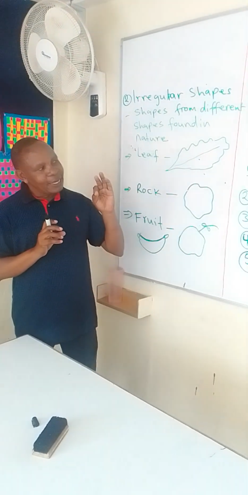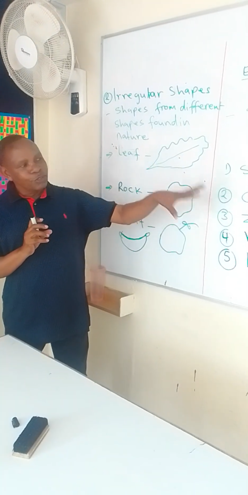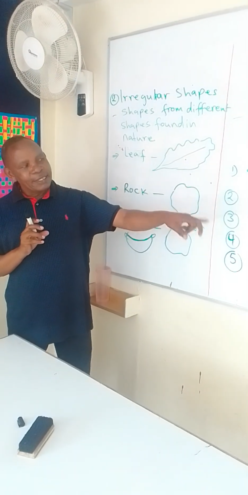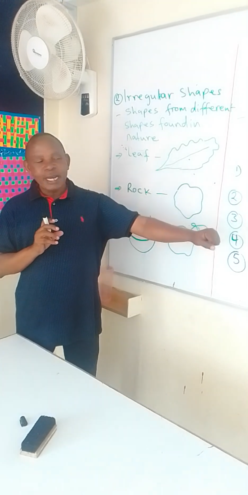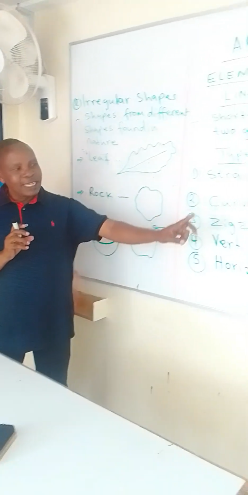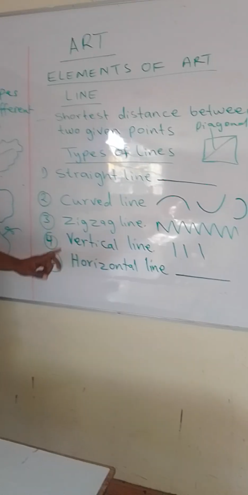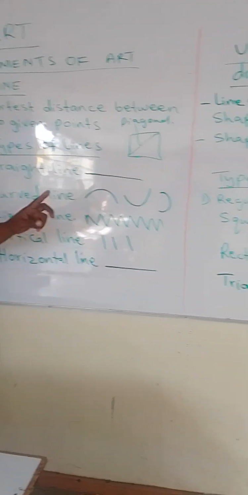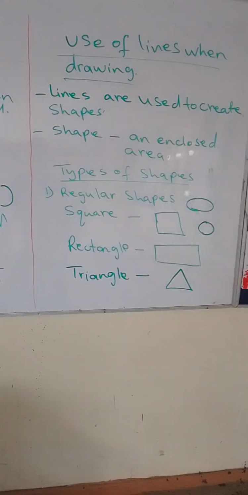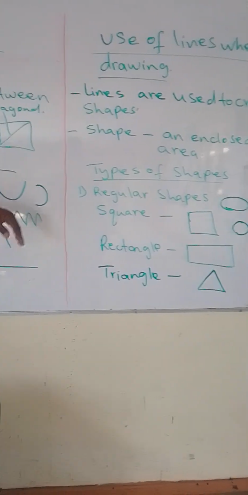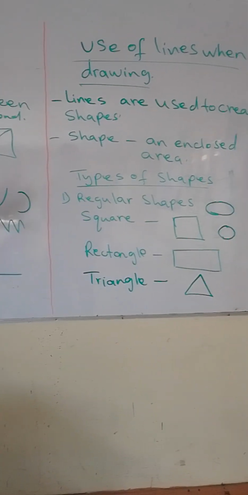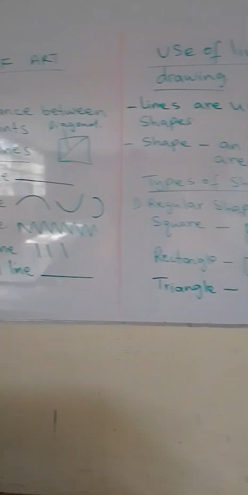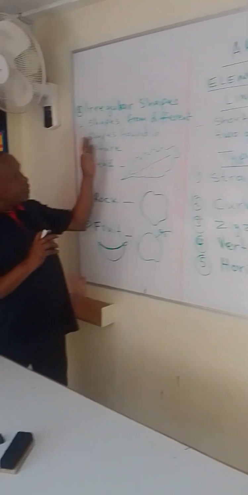So as learned here, we have learned how to use lines. When you use the lines, we can create shapes which we call regular shapes. We have given the examples there: square, rectangle, triangle, circle, oval, etc. These are the shapes which we find when we are doing mathematics and other subjects, which always have the same form. On this other side, we have talked about irregular shapes.